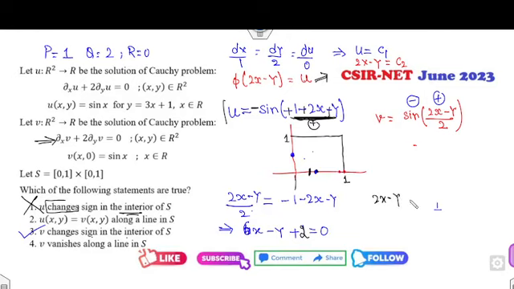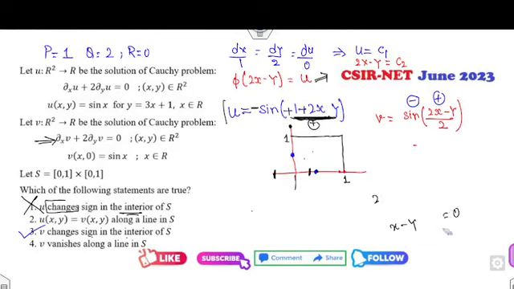Just wait, 2x minus y is minus 2 minus 4x minus 2y. 6x minus y plus 2 is equal to 0. Now draw the graph: when y is equal to 0, x will be minus 1 by 3. When x is 0, y is equal to plus 2. Is there any error? No, I think there is an error. It is negative. Let me quickly do it again. Let me first find the value of u.